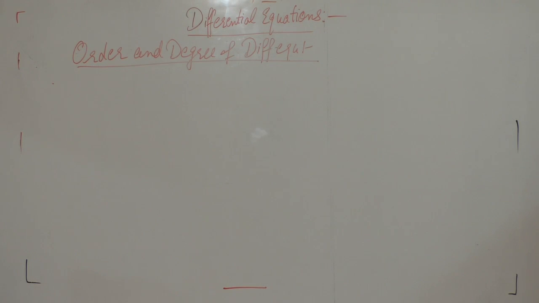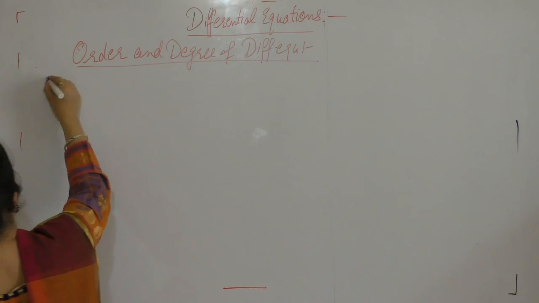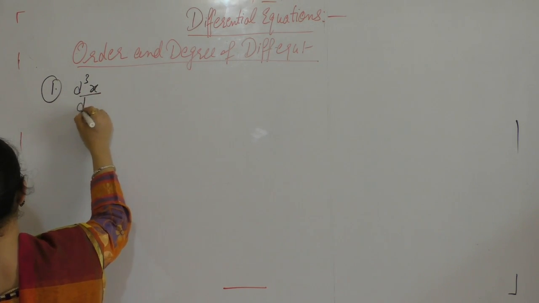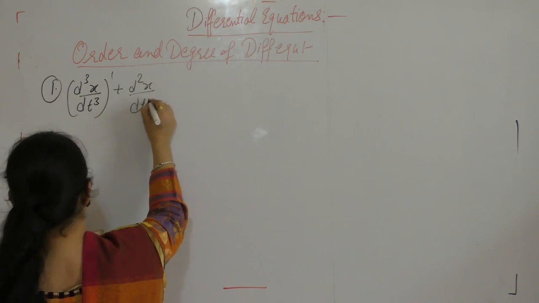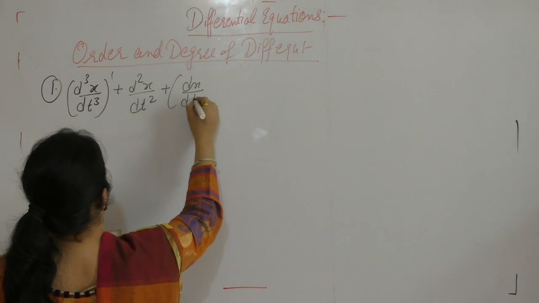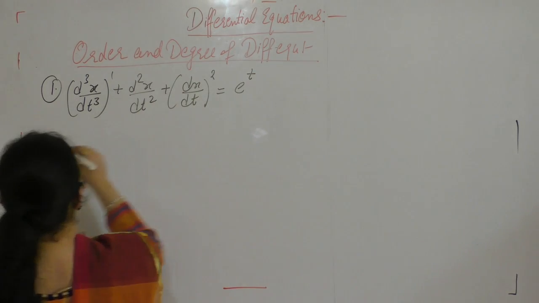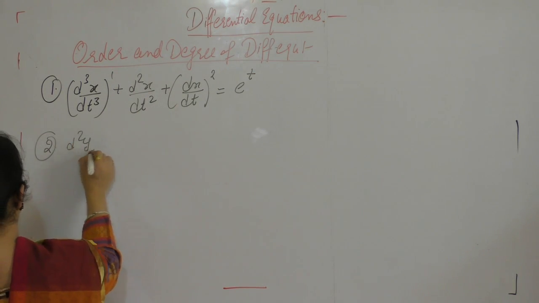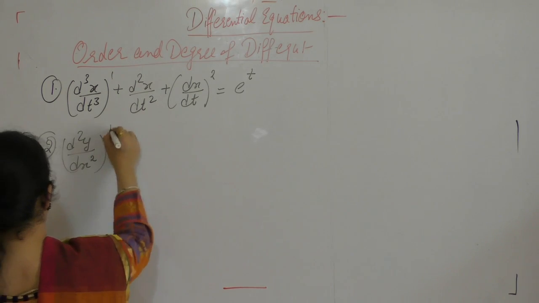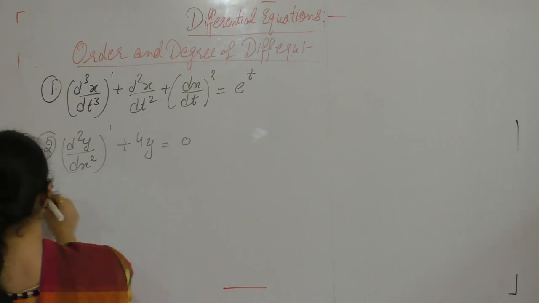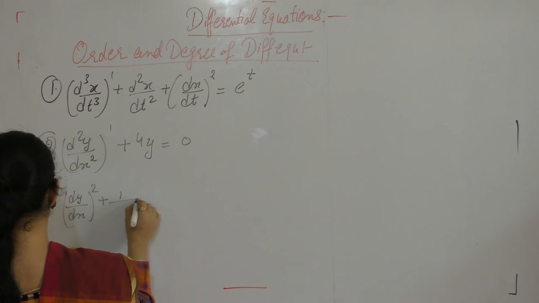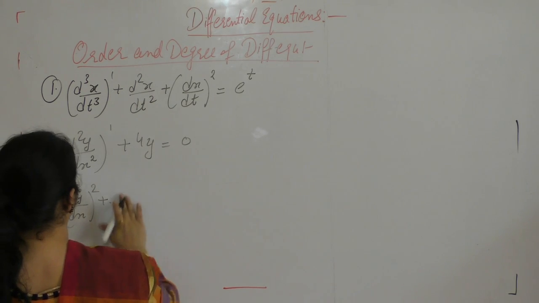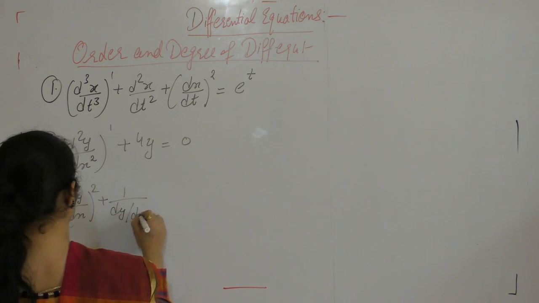Questions to find out order and degree. d cube x upon dt cube plus d square x upon dt square plus first order derivative of x with respect to t is equals to e to the power t. Second order derivative of y with respect to x plus 4y is equals to 0. (dy upon dx) whole square plus dx upon dy is equals to 2.